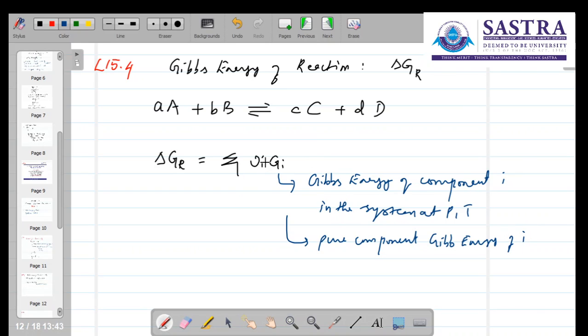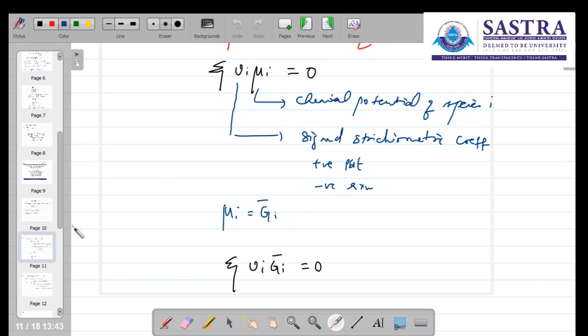So the pure component Gibbs energy of i is multiplied by the stoichiometric coefficient, or I will say the signed stoichiometric coefficient, to denote that it is signed with respect to the reactant and product species. The summation of the product of the stoichiometric coefficient times the pure component Gibbs energy of the component in that system denotes the Gibbs energy of the reaction. So we will see how to relate this to the equilibrium criteria.